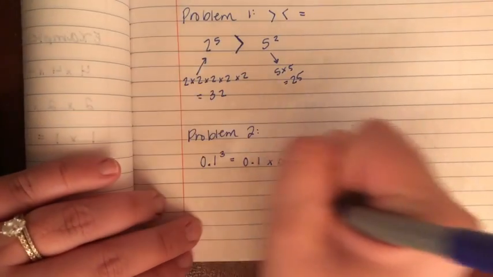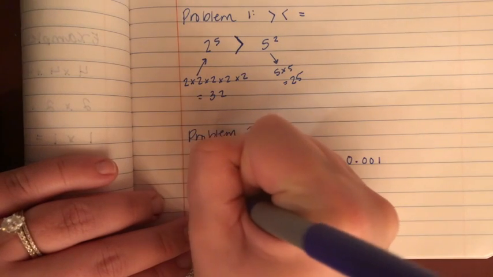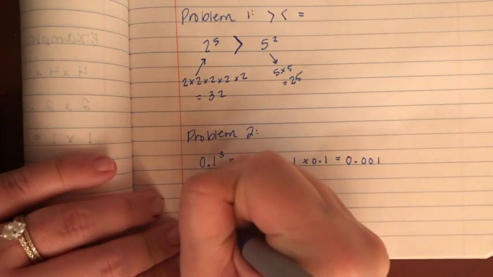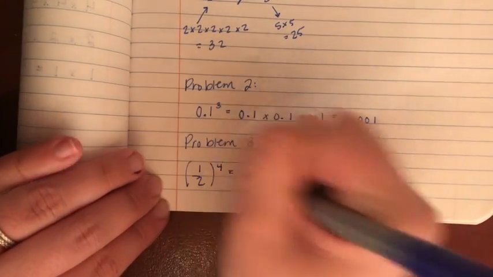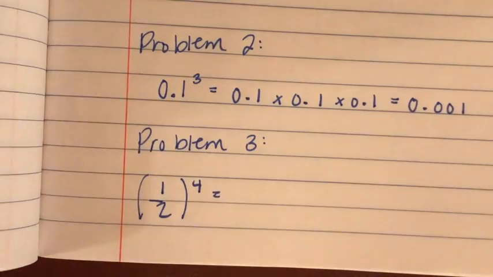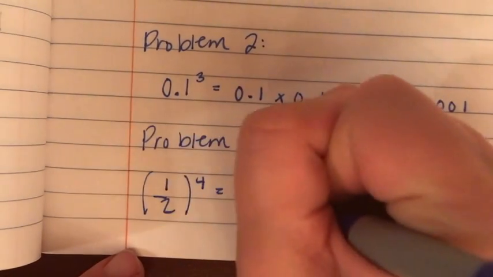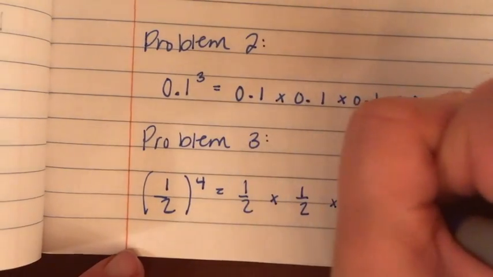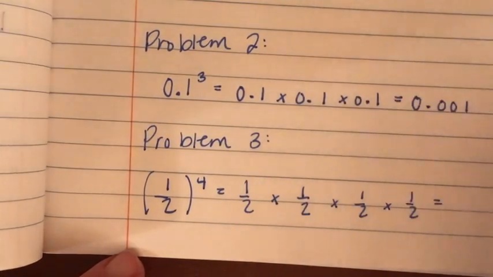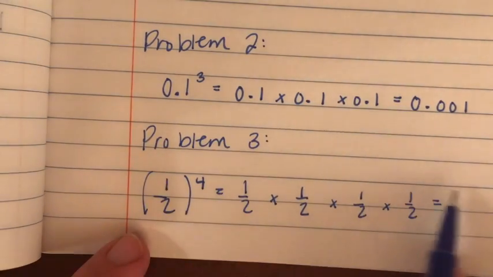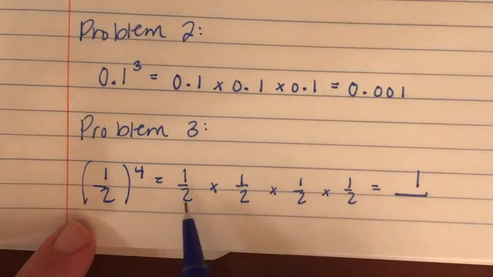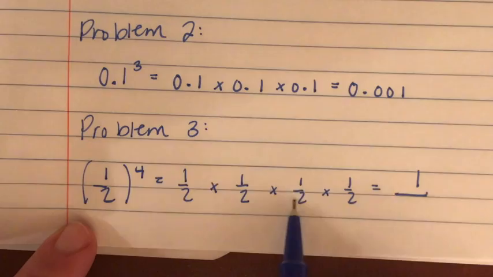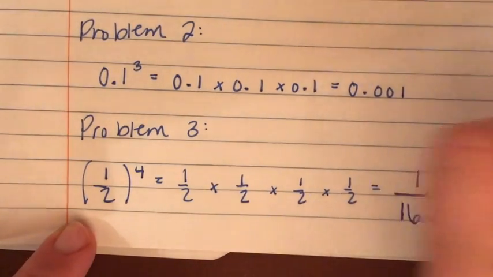Okay, next one was 1/2 to the 4th power. And this one we basically already did up above, but it will be 1/2 multiplied together 4 times. I multiply across, so my numerator is going to be 1. And then my denominator, 2 times 2 is 4, 4 times 2 is 8, 8 times 2 is 16. Okay, next one.